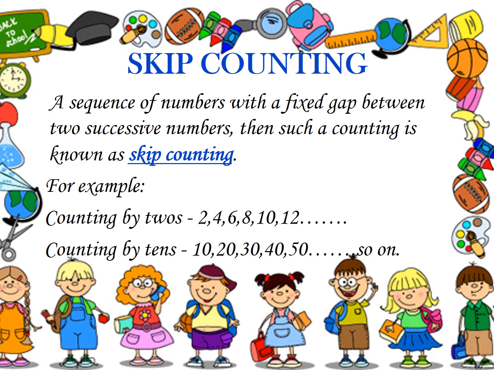Skip counting. A sequence of numbers with a fixed gap between two successive numbers, such a counting is known as skip counting. For example, counting by twos: 2, 4, 6, 8, 10, 12. So in these numbers, they have a fixed gap between the two successive numbers.